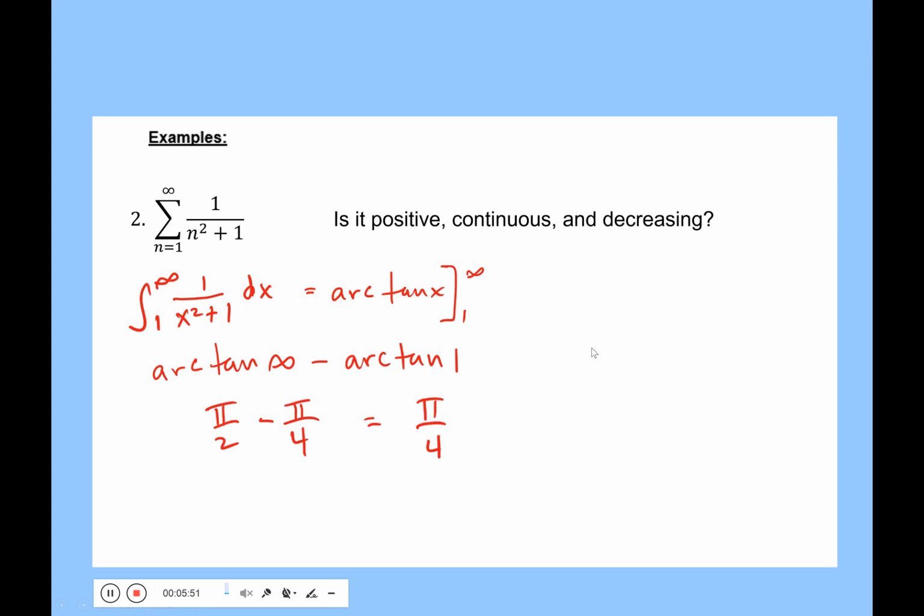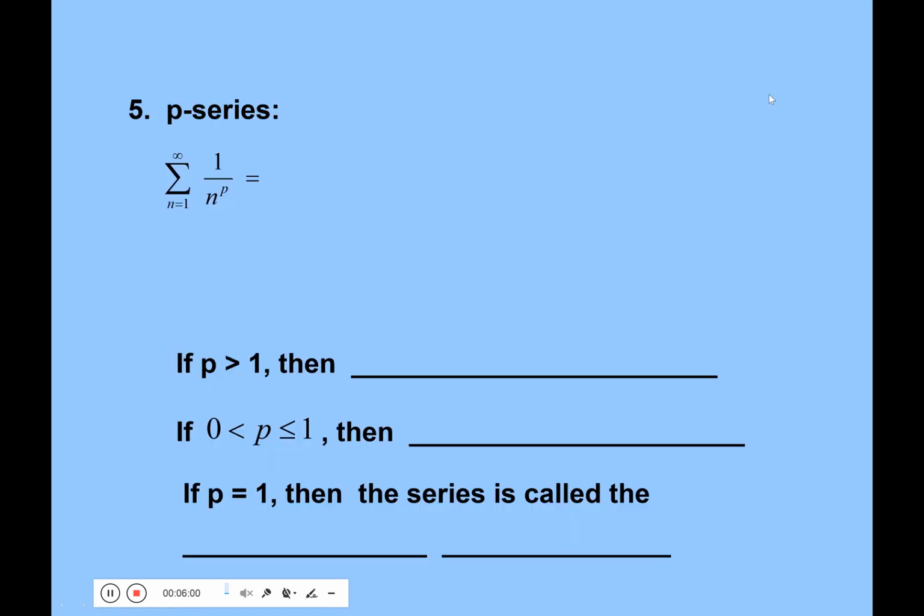So this integral comes out to equal pi over 4. So it equals a specific constant. That means not only does the integral converge, but also the series converges. Okay, then we have, so that's the integral test. So now we have the p-series.